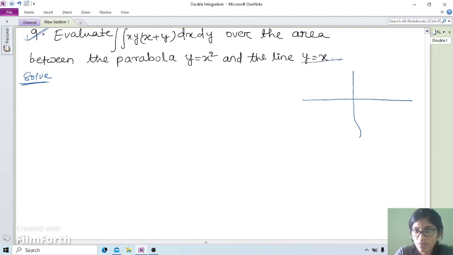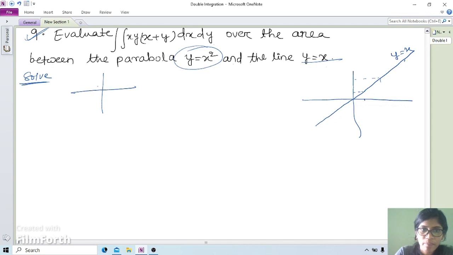Here y equal to x. We know that the graph of y equal to x is like this, because when x equal to 1, y equal to 1. When x equal to 2, y equal to 2. When x equal to 100, y equal to 100. That means the graph is like this. Next is the parabola.